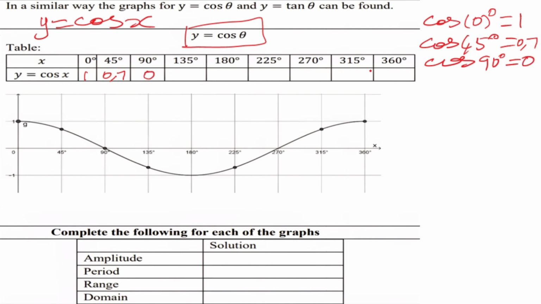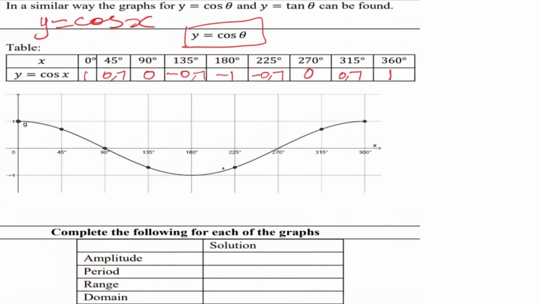And then if you continue substituting all of those values, what you are going to have right here will be negative 0.7. Here you will have negative 1. There you will have negative 0.7. And then you will have 0. And then there you will have 0.7. And then at 360 degrees, you will have 1. So this is the graph that we are having. The name of this graph is y is equal to cos x.